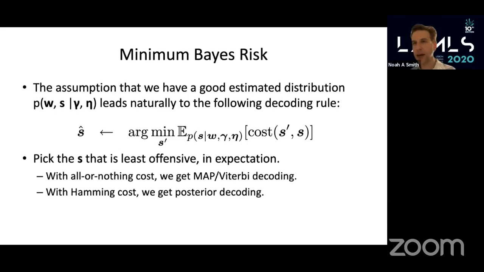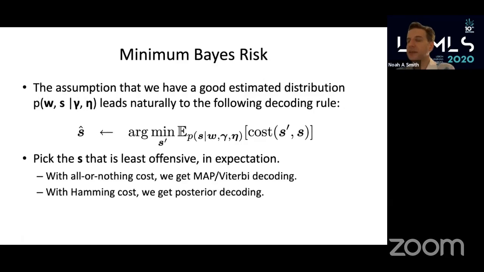So both of these can be unified using the concept of minimum Bayes risk, which says, assume we have a good estimated distribution over words and state sequences. The general decoding rule that you should use is to pick the sequence that minimizes the expected cost of your choice. Okay, so pick the S prime who, under your distribution over what the states are, your beliefs about what the states are, you should pick the sequence that on average under that distribution will have the lowest cost.